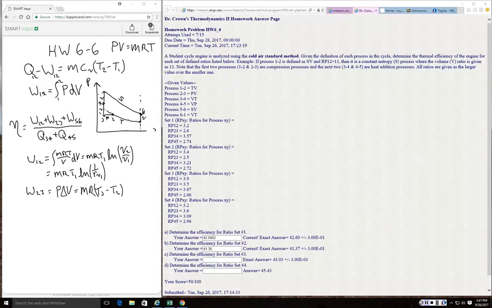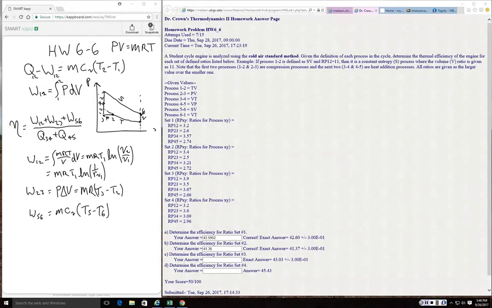Work 5 to 6. It's an isentropic process, so it's just mCV dt, but it's really negative work equals mCV dt, so mCV, and I'll do the initial minus final, since I'll switch the order of those two terms. So I don't have the negative sign.